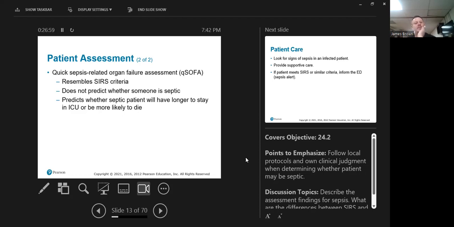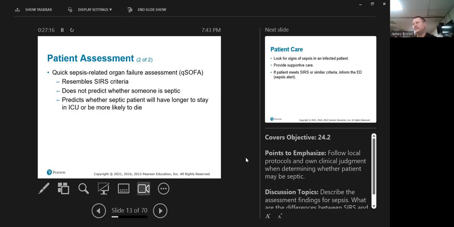Quick sepsis-related organ failure assessment. This is just another way that we can assess whether the patient is going septic or not. It does not predict whether someone is septic, but it predicts whether the septic patient will have a longer stay in the ICU or is more likely to die.